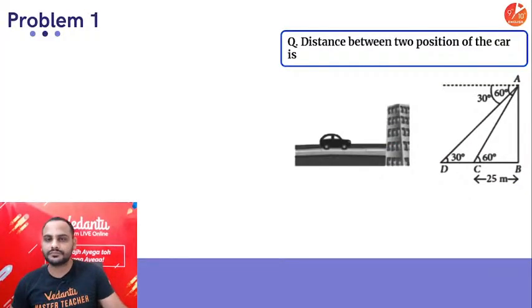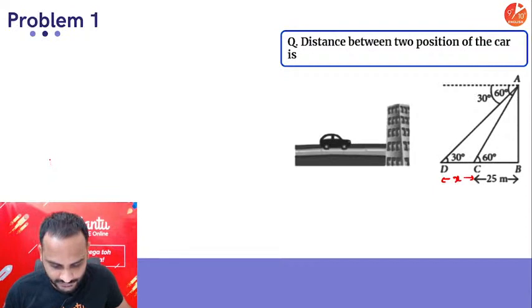First question: find the distance between two positions of the car. That means they are asking what is CD. Let's say CD is equal to x, the distance between the two positions of the car.